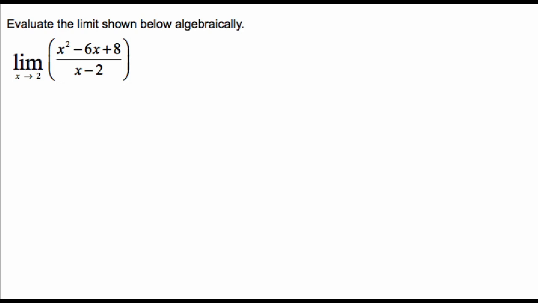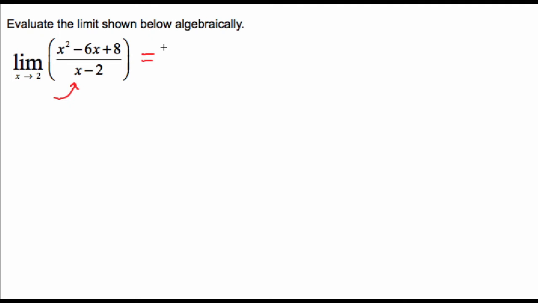Let's evaluate the limit shown below algebraically. We have the limit as x approaches 2 of the rational function x squared minus 6x plus 8 over x minus 2. Our first thought process is to see if we can evaluate directly, but we can't because we would end up having a denominator forced to be 0. So our goal is to somehow rewrite the function to get that x minus 2 factor in the denominator to cancel with a common factor in the numerator.